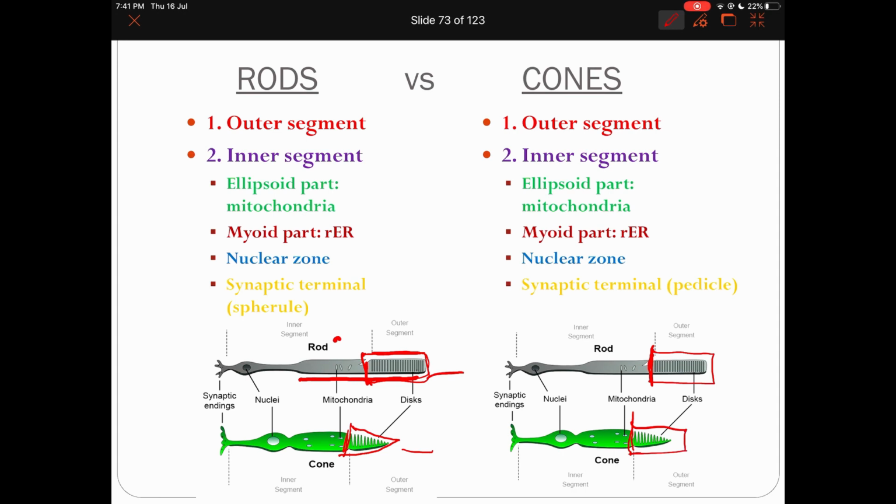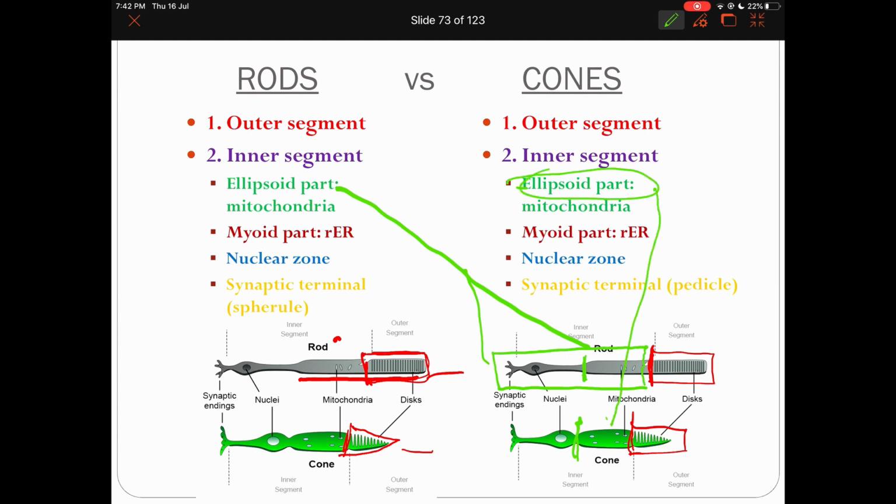Here is the outer segment, and if you are looking at the inner segment, the inner segment is the full, which is the 4 parts. Out of these 4 parts, this portion I said is the largest one; this is called the ellipsoid part in the rod, as well as the ellipsoid part. You see the ellipsoid part in the cones also. This contains a lot of mitochondria.